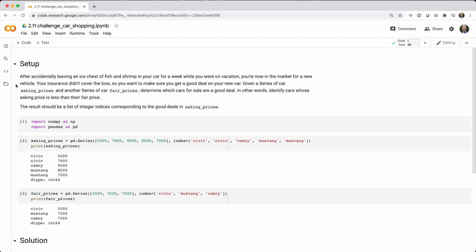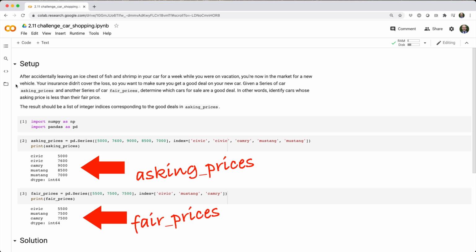car. Given a series of car asking prices and another series of car fair prices, determine which cars for sale are a good deal. In other words, identify cars whose asking price is less than their fair price. The result should be a list of integer indices corresponding to the good deals and asking prices.